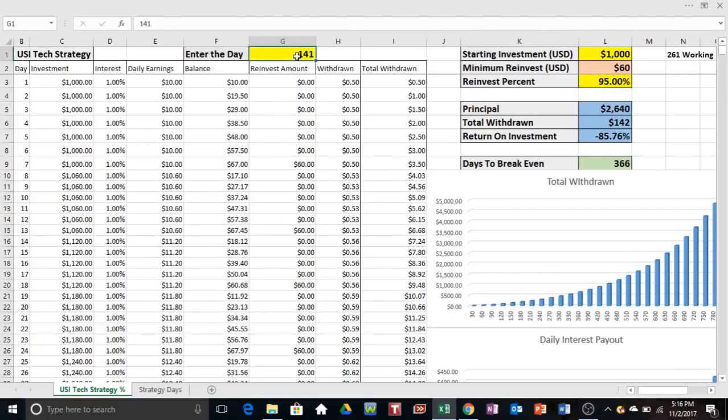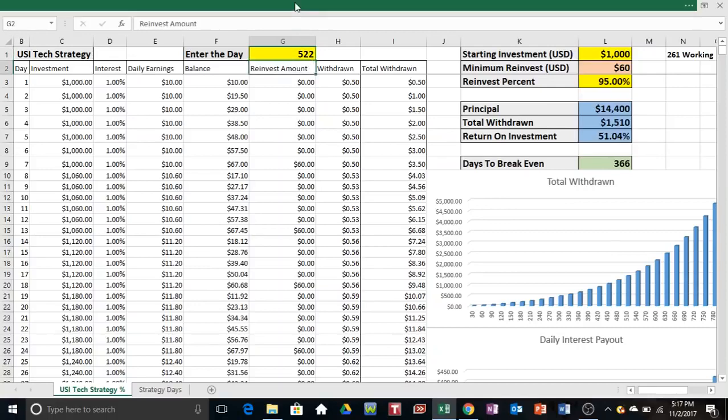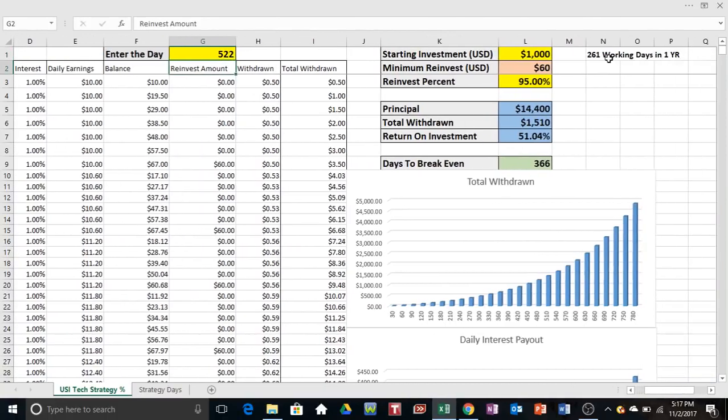So let's say we go out to, let's call it, 2 years. So that's 522 working days. I put over here just on the side, just so you guys know, 261 working days is the equivalent to 1 year. There's 365 days in a year, but there's 52 weekends. So 52 weekends times 2 days for Saturday and Sunday, that's 104. So you take 365 minus 104, and that equals 261. So there's 261 working days in a year. So 2 years would be 522 days.